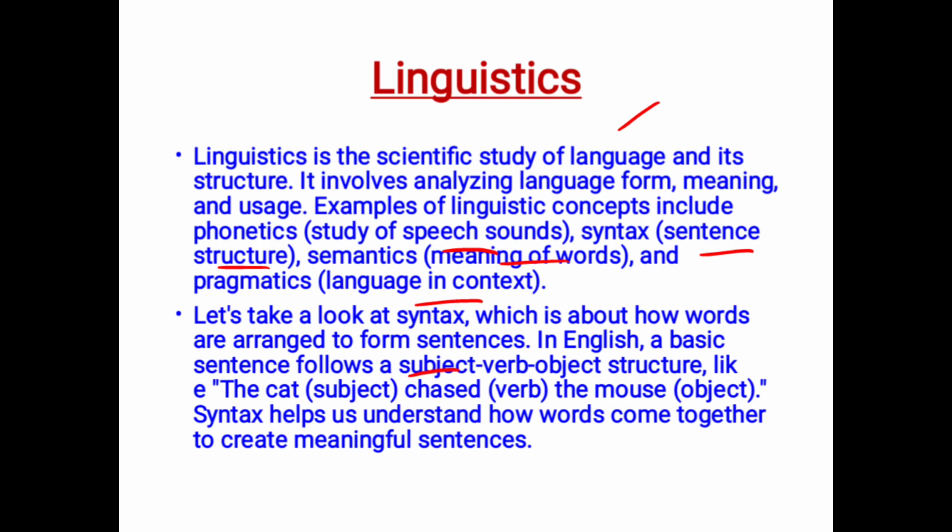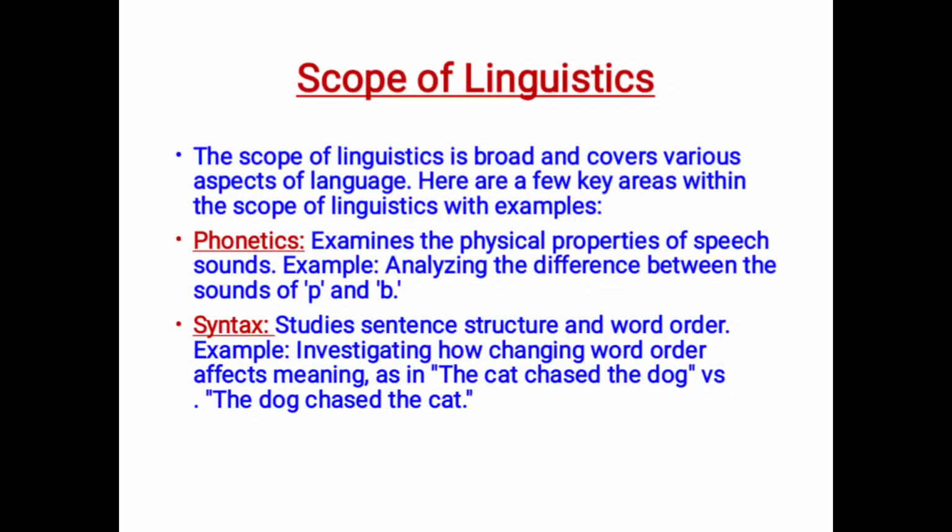Here we have subject, verb, and object structure. Like, the cat is the subject, chased is the verb, and the mouse: the cat chased the mouse. So here the cat is the subject, chased is the verb, and the mouse is actually the object. Syntax helps us understand how words come together to create meaningful sentences.